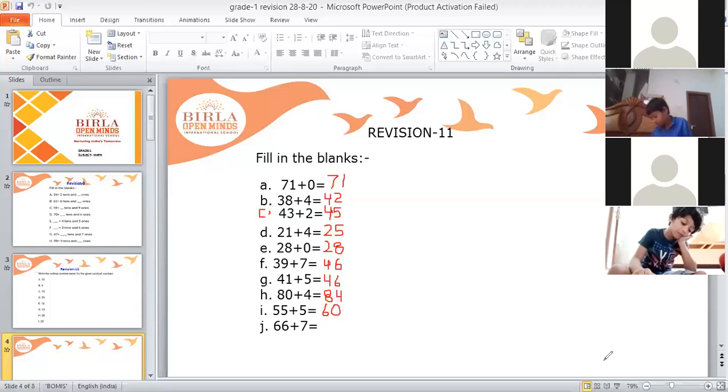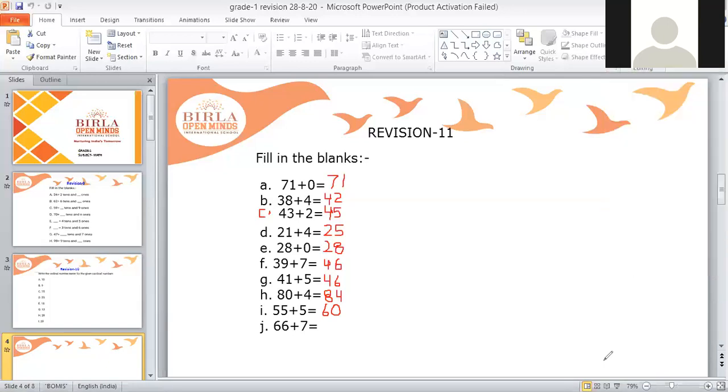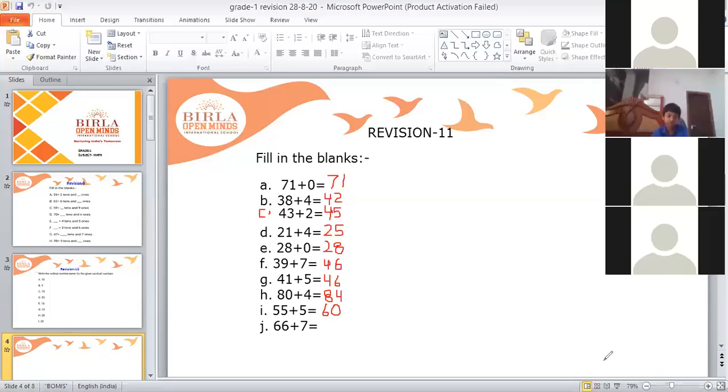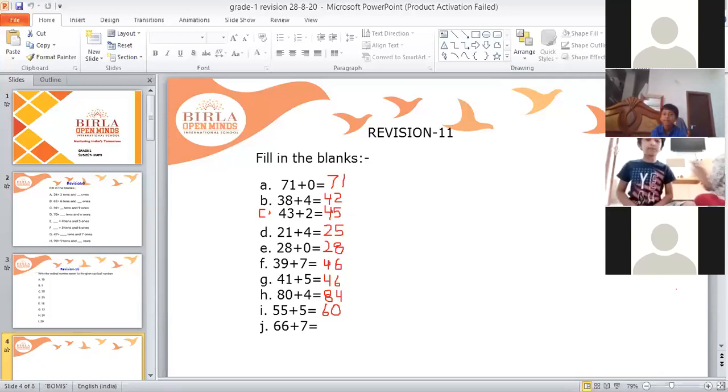Ayan. Ayan Puluru, you need to unmute yourself. Ayan. Yes, read the last bit.